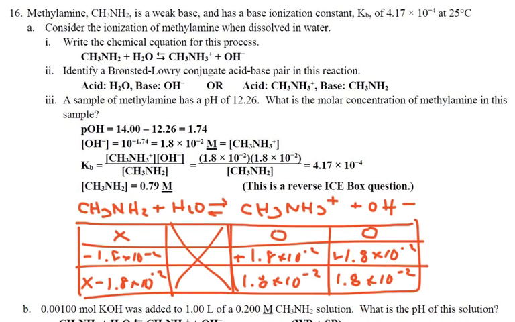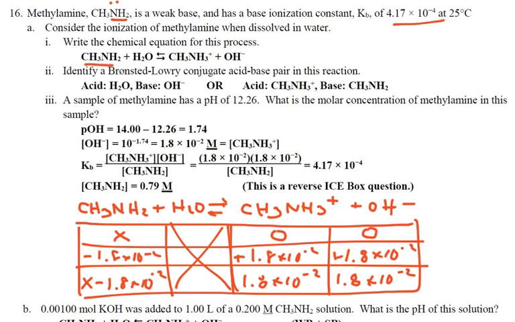So first question, methylamine is a weak base, okay, and it's that little amine part right there that's making that a base for us. There's going to be a lone pair on that nitrogen, and that's where it can accept a proton. And it has a Kb of 4.17 times 10 to the minus 4 at 25. Okay, so write the chemical equation for what happens when you put it in water.